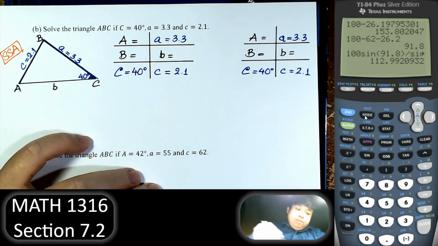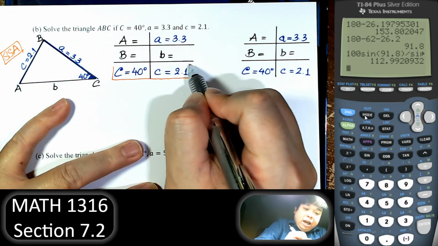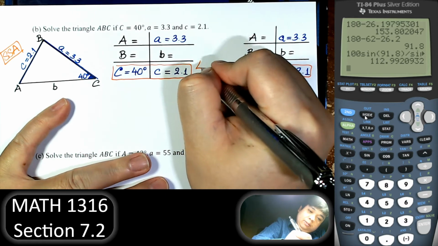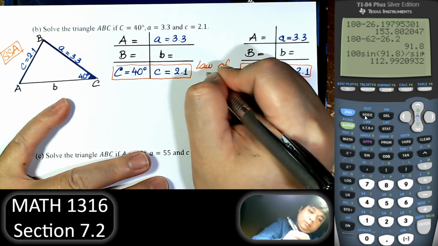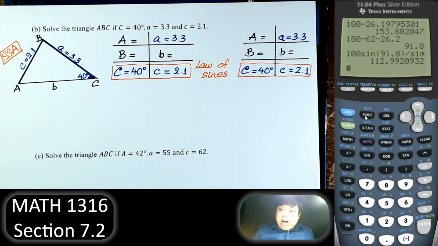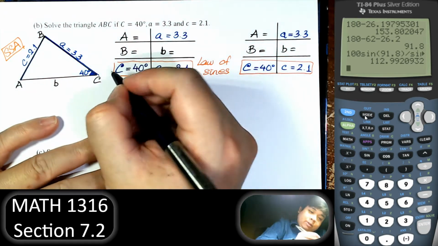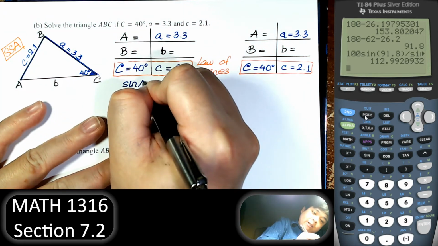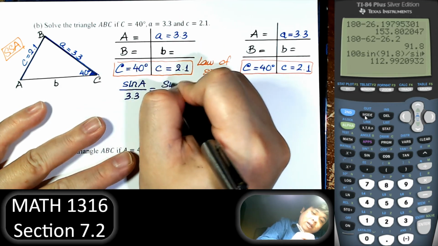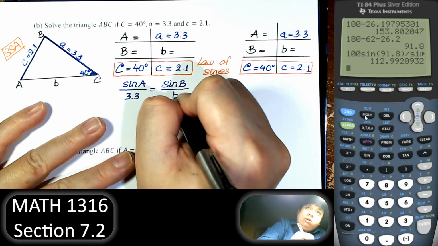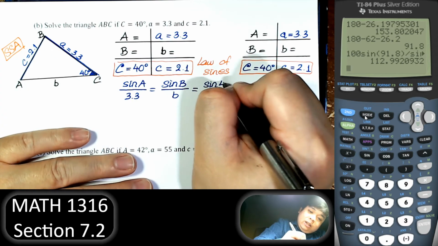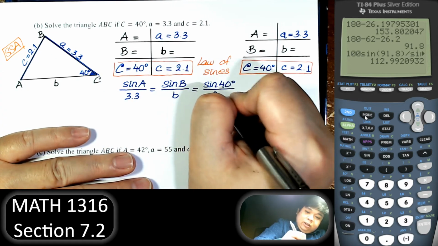Right, regardless, we have a pair of opposite angles and sides here, so that is the law of sines. So law of sines, let's write out the ratio. Sine of A over side a, which is 3.3. Sine of B, we don't know the angle, we don't know the side. Sine of C over side c.